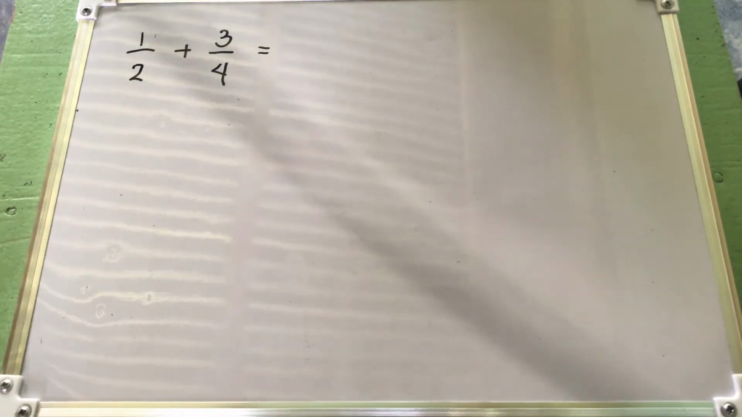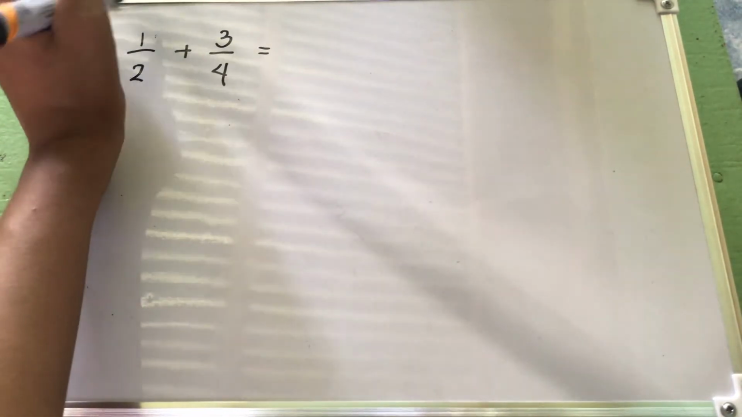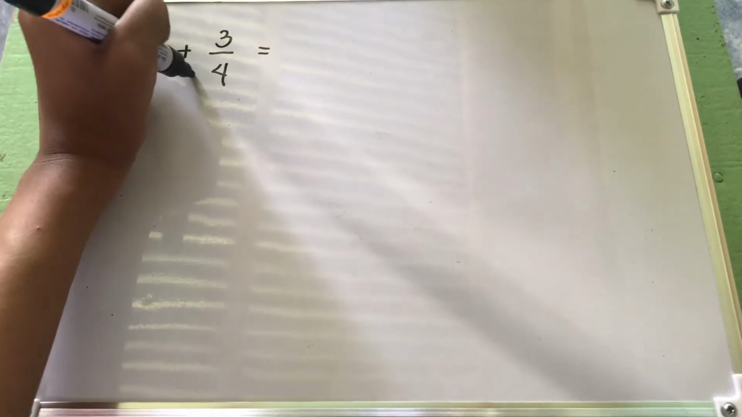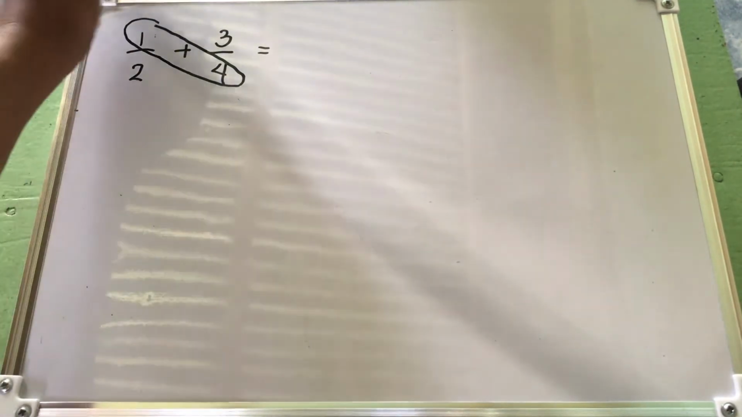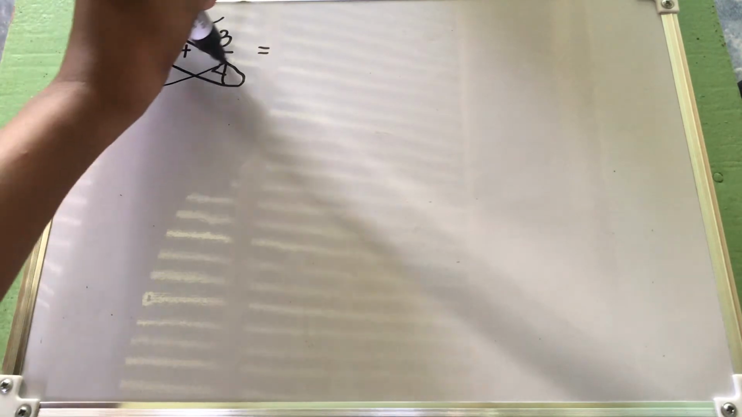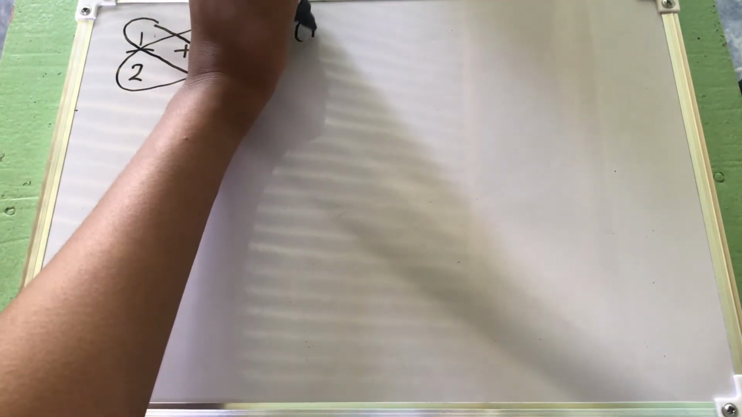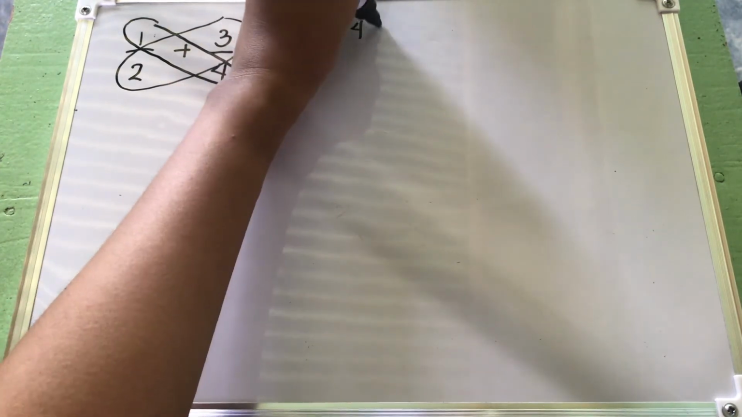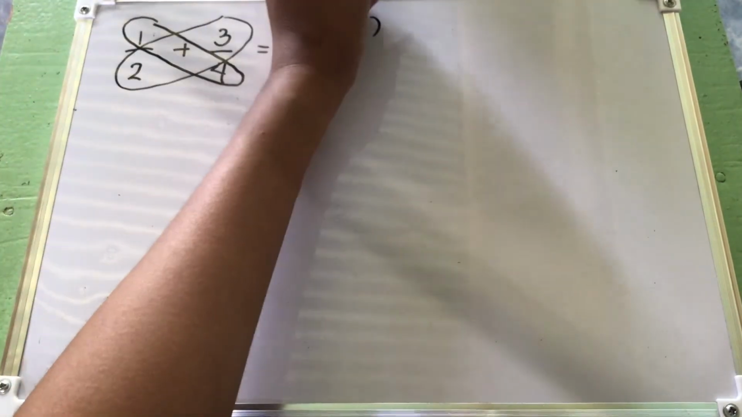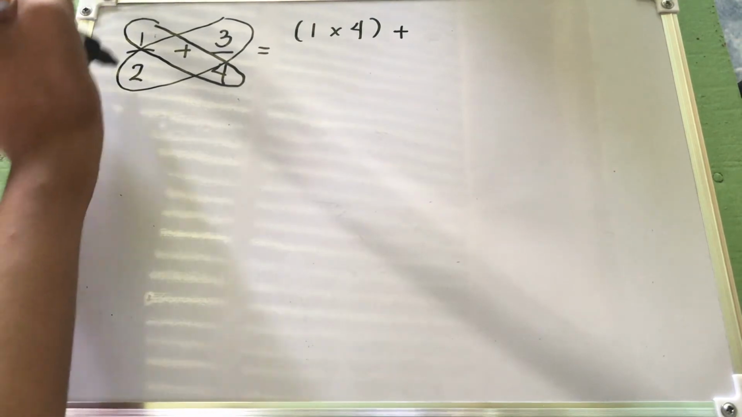So, we will solve this using cross multiplication. So, what is cross multiplication? So, you will multiply this one, 1 and 4, and then 2 and 3. That is cross multiplication. So, it will look like this. 1 times 4, we will add 2 times 3.